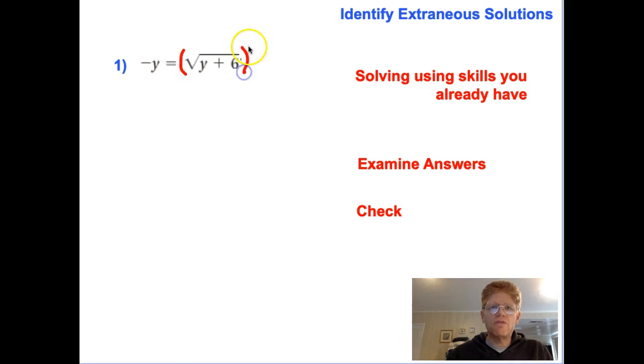So we're going to solve this using what we already know. We're going to square it on both sides. That's going to leave us with y plus 6 on the right side. And over here, when you square that negative, it becomes positive. So we wind up with y squared is equal to y plus 6.